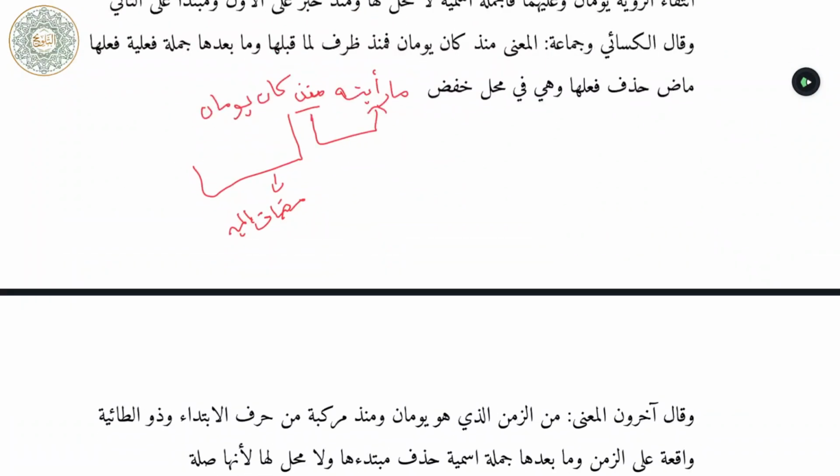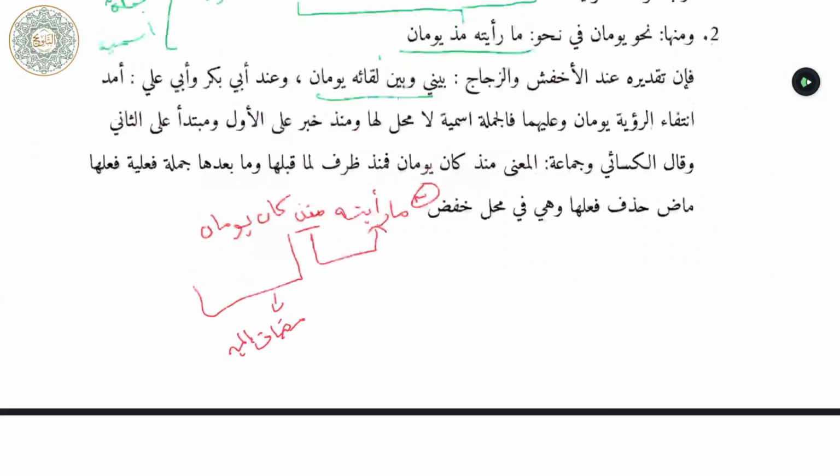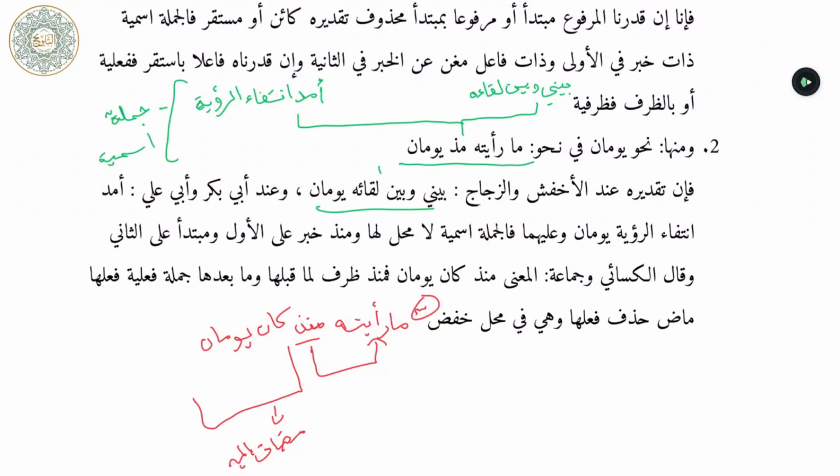A third group, this is their third interpretation. Over here, according to this, just keep in mind this entire structure is one sentence. We don't actually have two sentences. According to the previous two structures, ما رأيته مذ يومان is in the power of ما رأيته, one sentence. Sentence 2 is بيني وبين لقائه يومان.